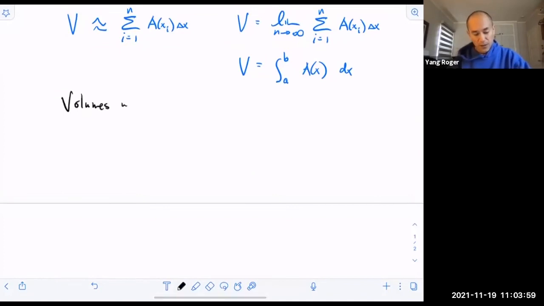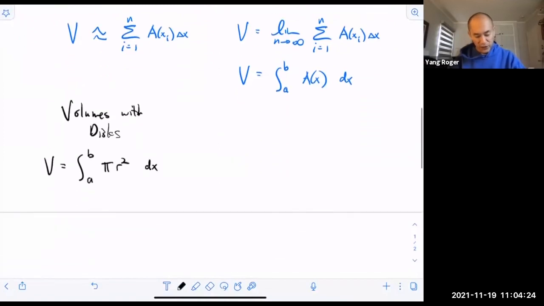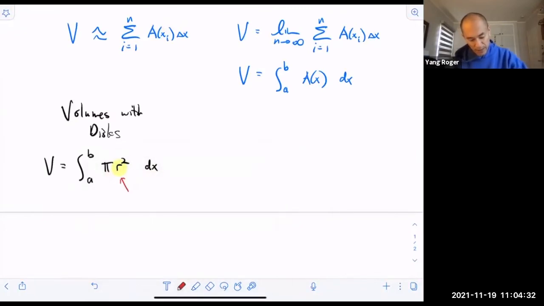Volumes with disks. The volume is just going to be equal to the integral from a to b dx. If you think about the cross-sectional area of a circular disc like this, that's just a circle, right? So the area of a circle is pi r squared. And the tricky part is figuring out r. It's not that tricky, actually. It's usually just a function.